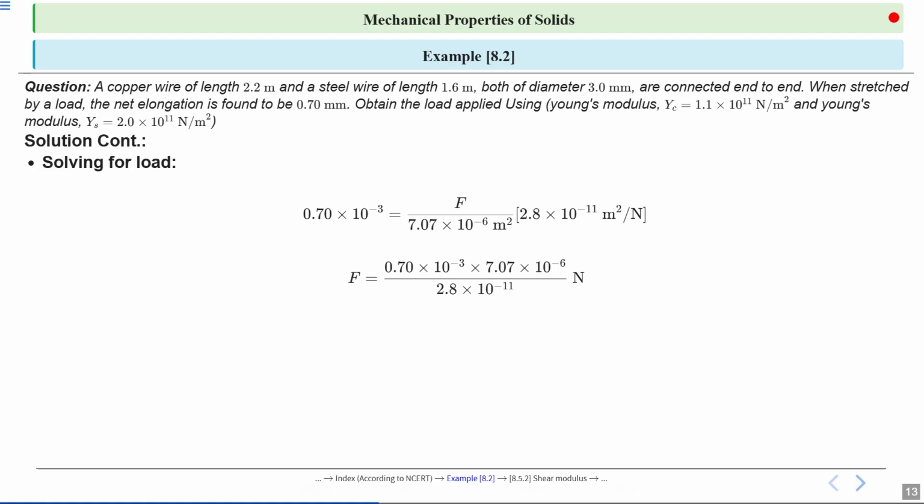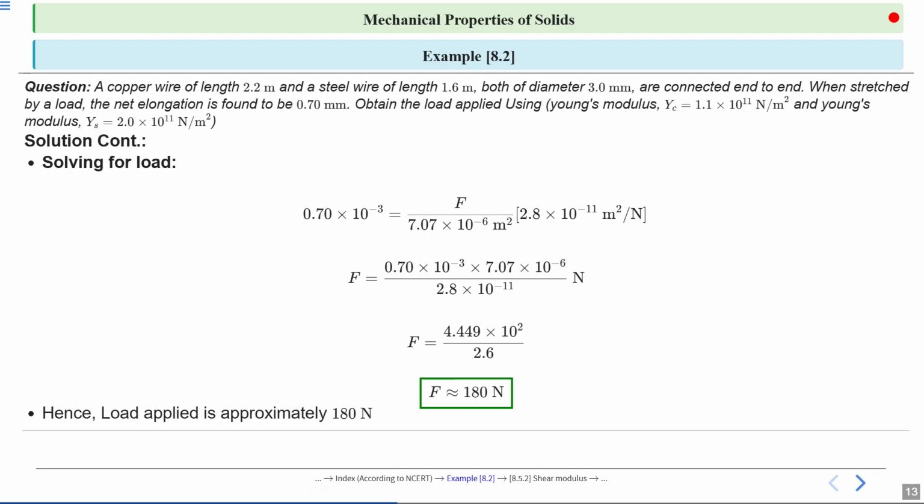So rearranging, you will get F. So F equal to 0.70 into 10 raised to the power minus 3 into 7.07 into 10 raised to the power minus 6 divided by 2.8 into 10 raised to the power minus 11 Newton. So it will be F is equal to 4.449 into 10 raised to the power 2 divided by 2.6. F is approximately equal to 180 Newton. So hence load applied is approximately 180 Newton.